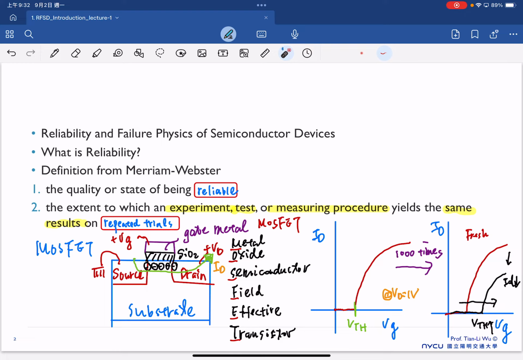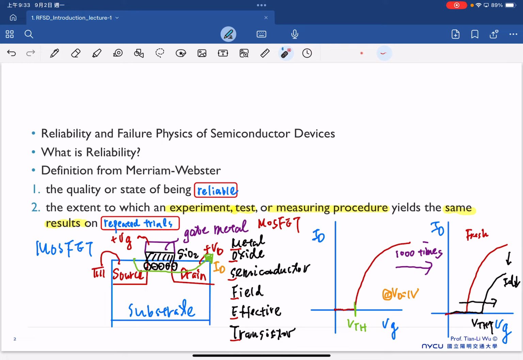In the end, we need a solution to make sure that once we operate 1,000 times, your curve will always be the same as the fresh one here. So that's the meaning of reliability. That means we will do the testing not only 1 time or 10 times, but 1,000 times, even beyond. And then ideally, you hope all of our results are the same.